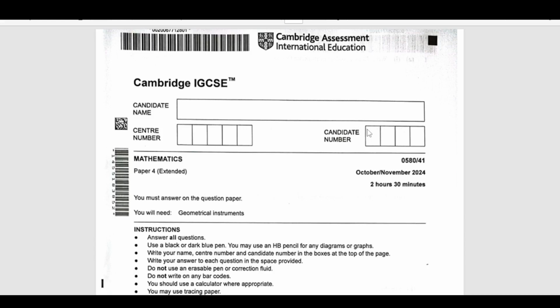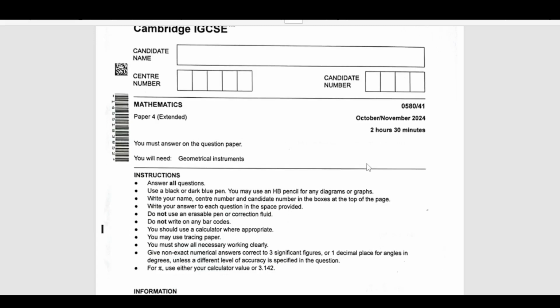This is paper 4 of October-November 2024 IGCSE. So let's do the first question. Write 70 as a product of prime factors, right? So 70 as a product of prime factors.